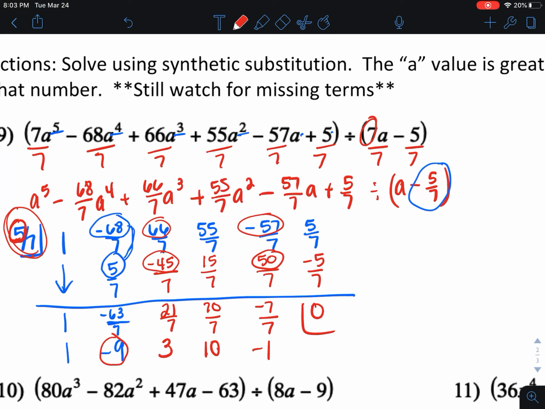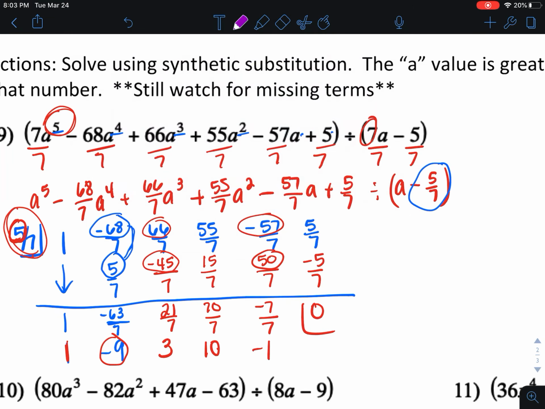Okay, now on some of these problems, you're going to end up with a remainder, and I'll show you how to handle that too. All right, so now we need to write our answer. It's the exact same way. Our original problem started to the 5th, so our answer is going to start to the, you're right, 4th.